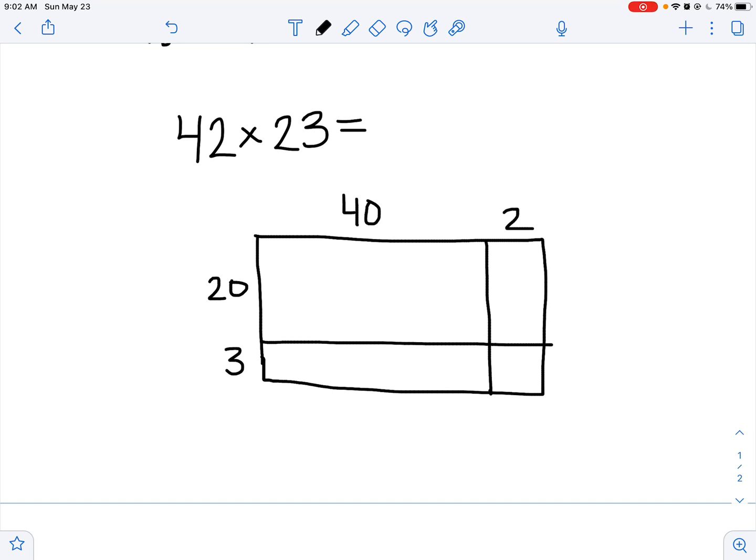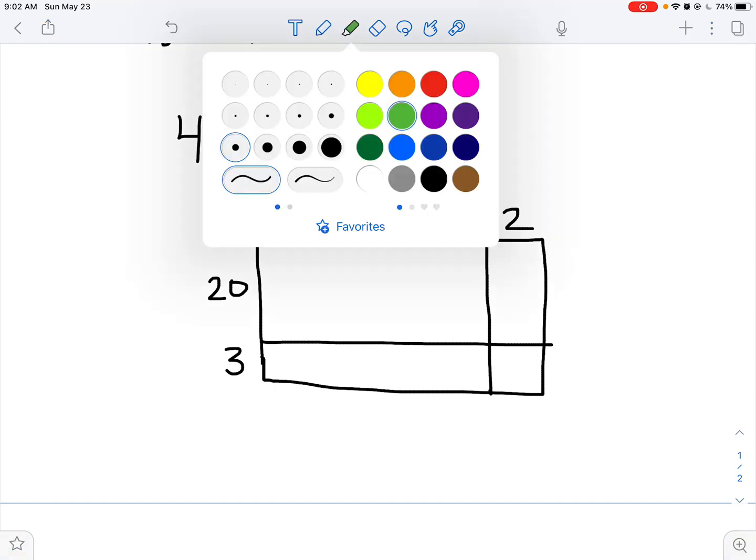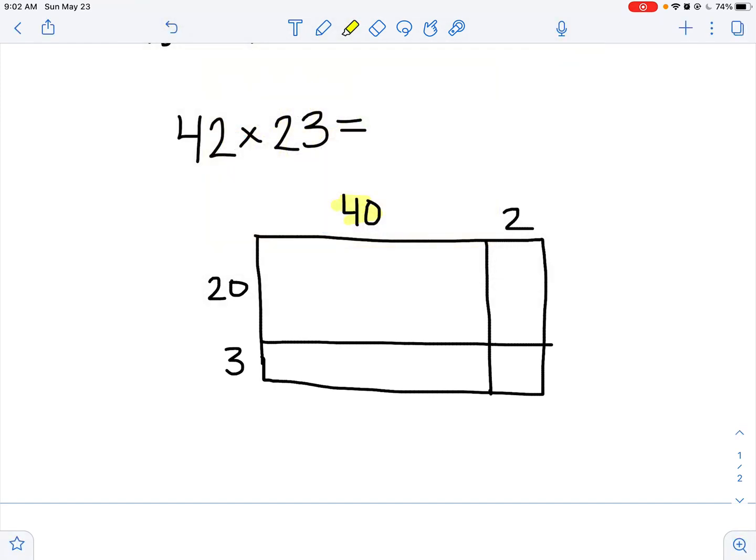And remember, multiplication and area are basically the same thing, because to find the area of something, you multiply, right? So what we're doing is we're thinking of these as side lengths, 23 and 42, breaking it up into place value, and then we're going to multiply each section. So we're going to first start by doing this part right here, which is 40 times 20, which is 800.